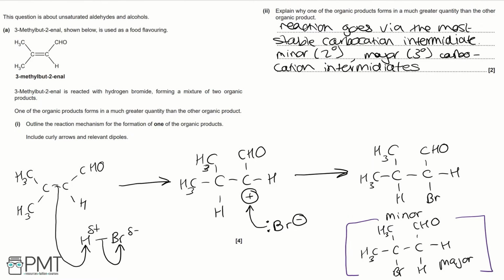To get the marks for this question, you get your first mark for saying that the reaction goes via the most stable carbocation intermediate. You get your second mark for then noticing that you have a minor product with a secondary carbocation intermediate and a major product with a tertiary carbocation intermediate.